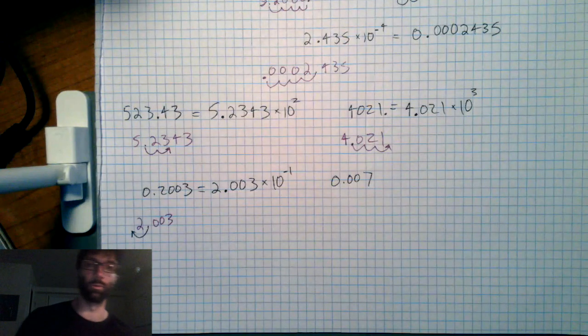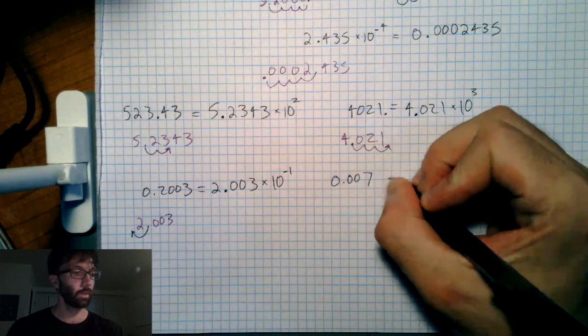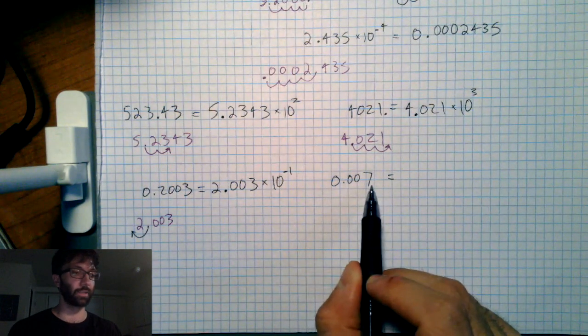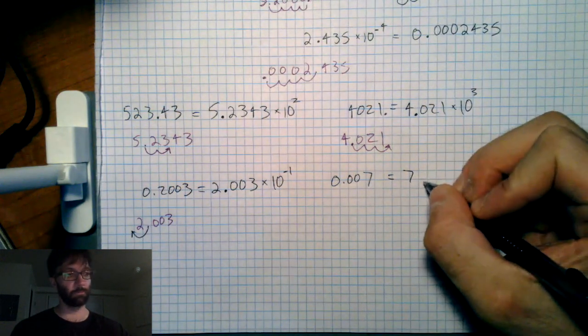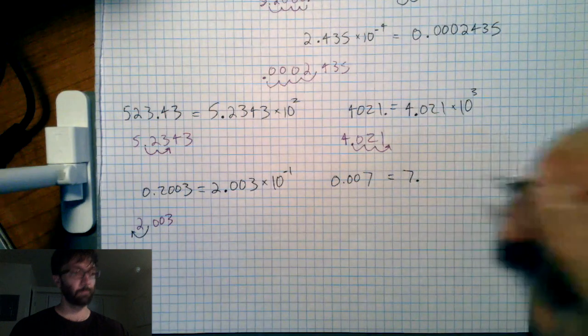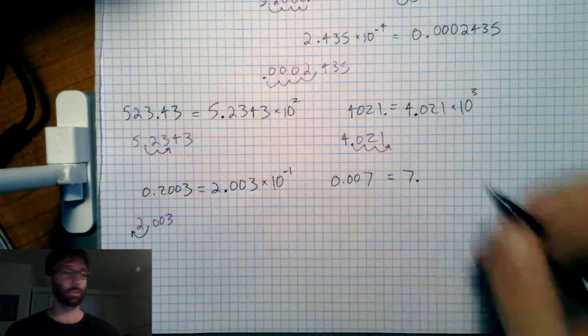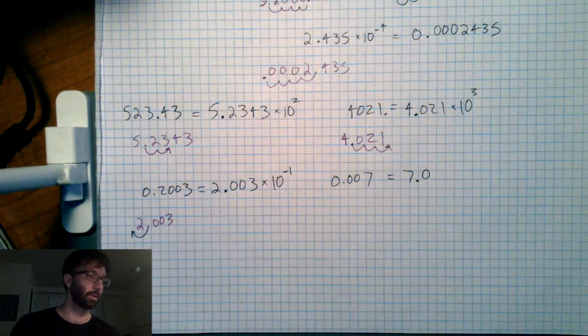Then finally we'll end with 0.007 here. First thing I'll do is find my first non-zero digit. In that case, it is 7. Then I'll place my decimal. And then I'm going to write all the digits after the 7, but there are none. So I can just leave it as 7.0, or you could have just left it as 7. Doesn't matter.